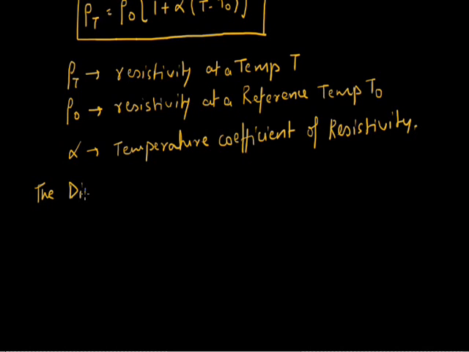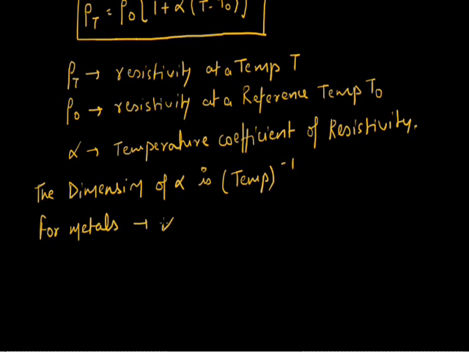The dimension of alpha is inverse of temperature. For metals, alpha is positive.